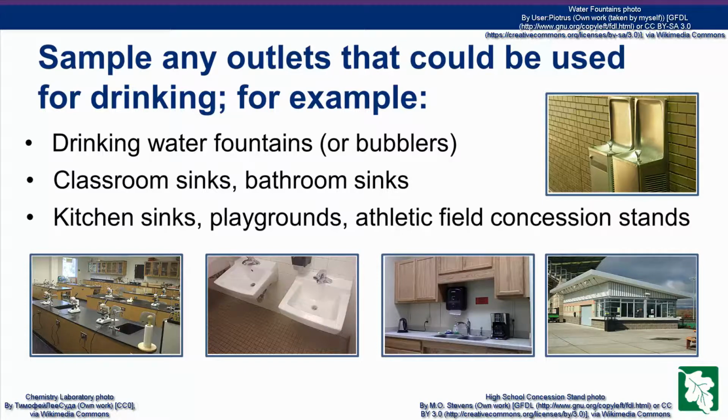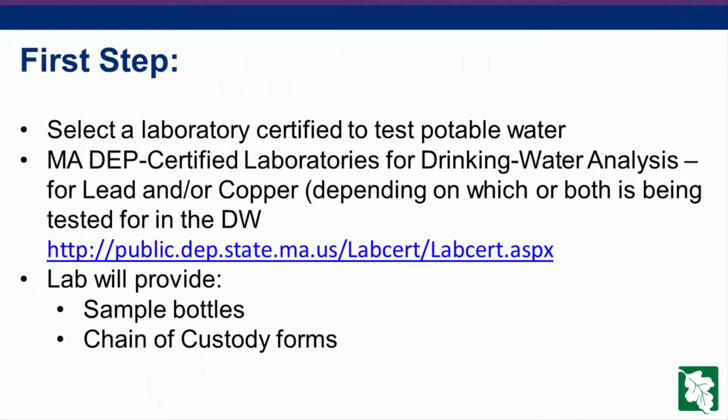Based on this information, the school can develop a sampling plan, including assigning unique identification numbers to each outlet to be sampled. School officials should select a laboratory that is certified by the Massachusetts Department of Environmental Protection to conduct lead and copper testing in drinking water. The list of approved laboratories is located at this link.